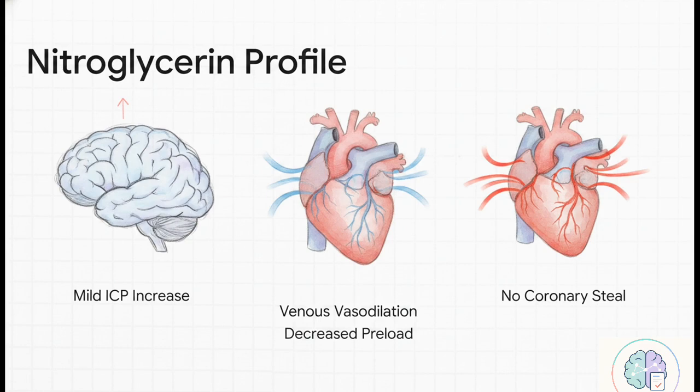It works via preferential venous vasodilation over arterial. This effectively decreases left ventricular filling pressure or preload. A major benefit to remember here is that it doesn't cause coronary steal, meaning it won't dangerously divert blood away from ischemic areas of the heart.